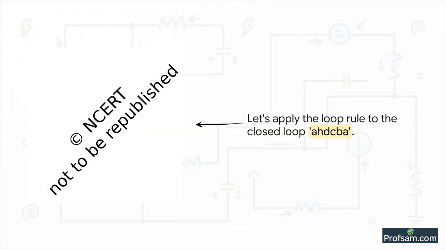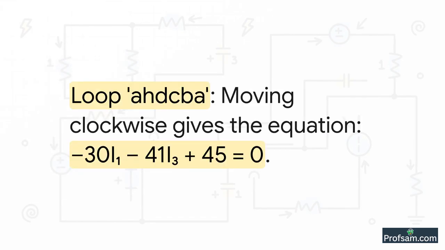Okay, so let's focus on this closed loop here, AHDCBA. We're going to apply the loop rule to it, we'll trace this loop, and we'll write down the equations step by step using our sign conventions. And you know what? The direction we trace is completely up to us. So for this example, let's go clockwise. Okay, let's start at point A and move clockwise.